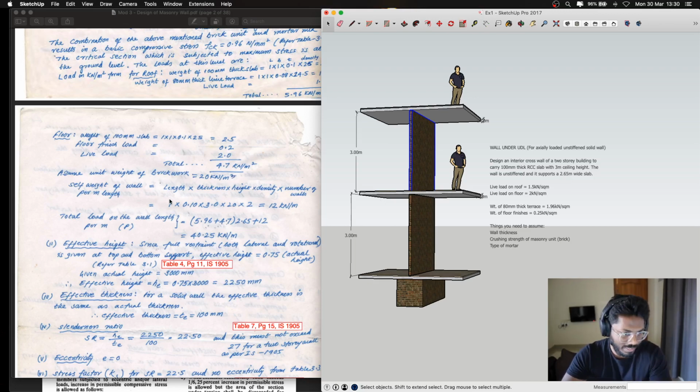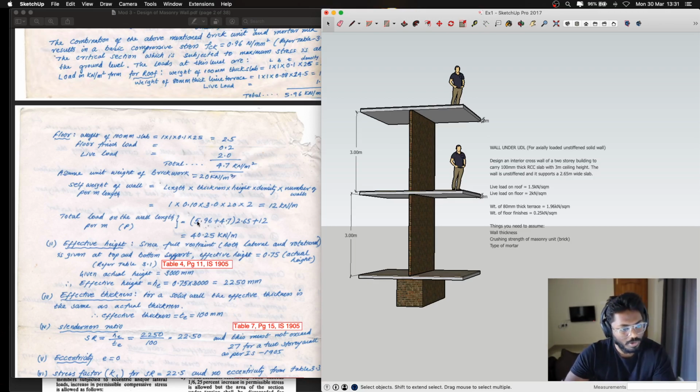The self weight of the wall is nothing but length into thickness into height and the density. Here, since we are going for two walls, both self weights of the walls have to be considered, so we multiply with the number 2. So 1 into 0.10, which is the thickness, into 3, the height, into 20, into 2, the number of walls, which sums up to 12 kilonewton per meter. That will be the total self weight per meter by virtue of the walls.